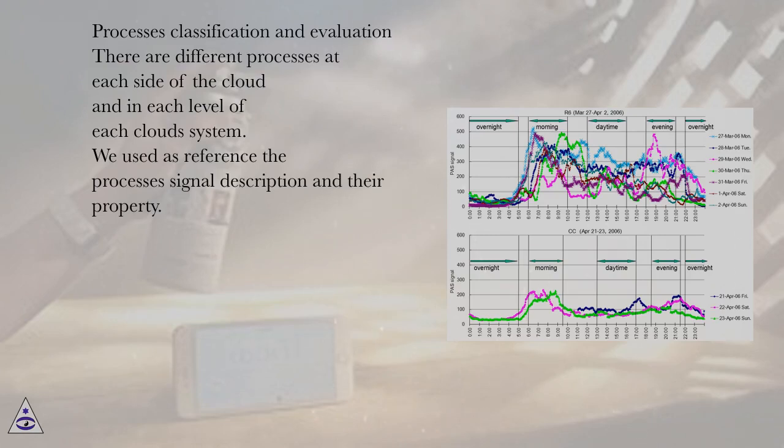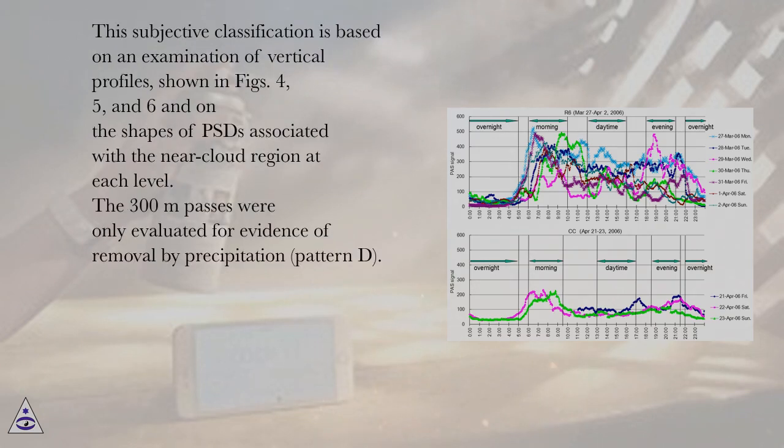Processes classification and evaluation. There are different processes at each side of the cloud and in each level of each cloud's system. We used as reference the processes' signal description and their property. This subjective classification is based on an examination of vertical profiles, shown in figures 4, 5, and 6, and on the shapes of PSDs associated with the near cloud region at each level.